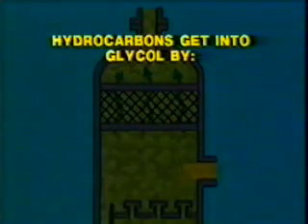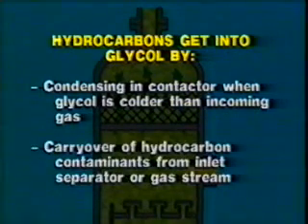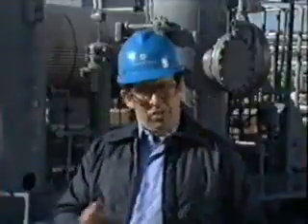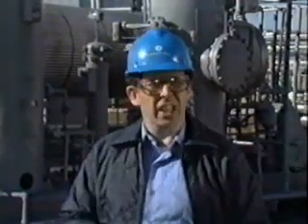Hydrocarbons get into the glycol in two ways: by condensing in the contactor when the glycol is colder than the incoming gas, and by carryover of hydrocarbon contaminants from the inlet separator or gas stream if the unit has no separator. Salt content refers to the amount of salt or chloride in the glycol.